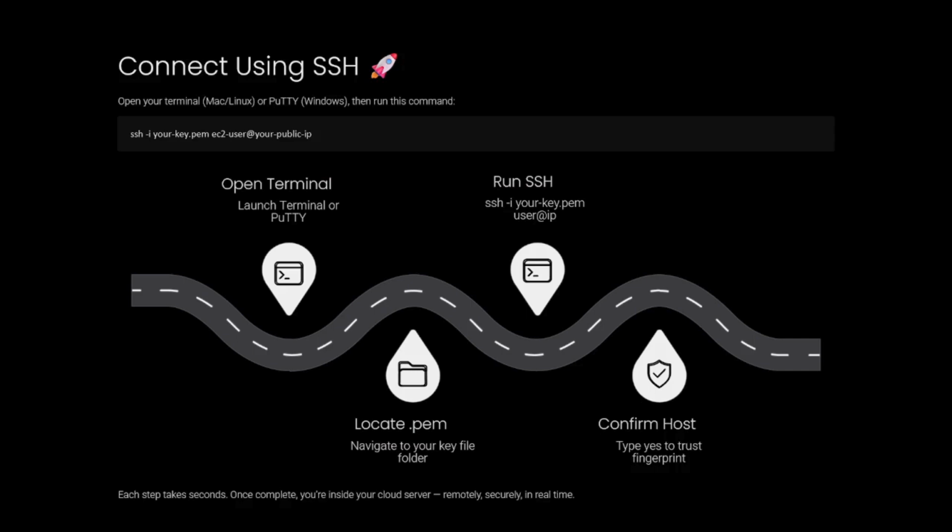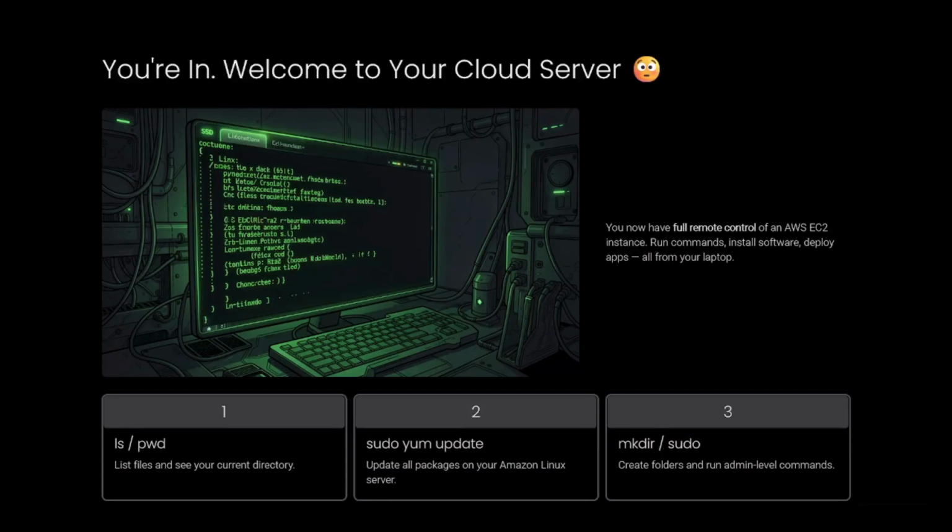The first time you connect, SSH asks whether you trust the server fingerprint. Simply type yes, and within seconds you are connected directly to your AWS cloud server. Now, welcome to your cloud server. And now you officially have full remote control of your cloud server.